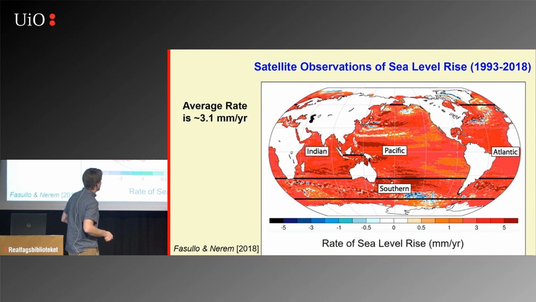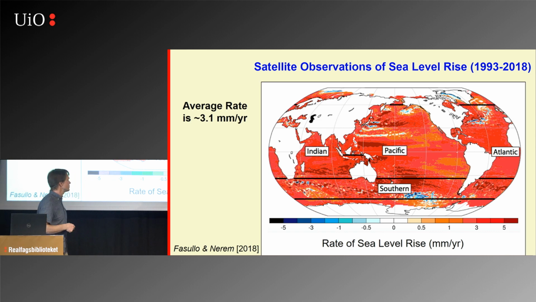This is what those satellite measurements tell us for the period 1993 to 2018. And you can see that it's all red. So here's the rate of sea level rise. Everything's in this 3 millimeters per year, but there are some variations. Some places are rising faster than others. That's an interesting observation, and it's a good question of why that is.